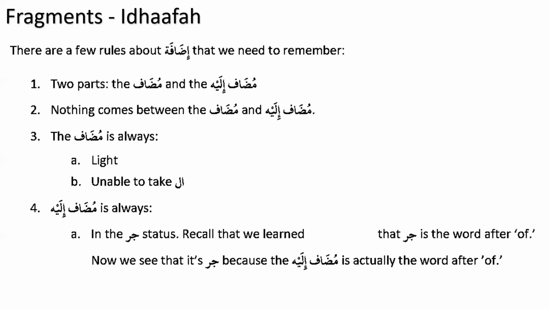Mudaf is always light. You know what light is, right? Don't ask me, brother, what is light. We already learned about light. Light doesn't have tanween, and it doesn't have the noon sound at the end. So muslimun is heavy, muslimu is light. Musliman is heavy; muslima, with one fatha, one kasra, one dhamma, those are light. And they cannot have alif lam.